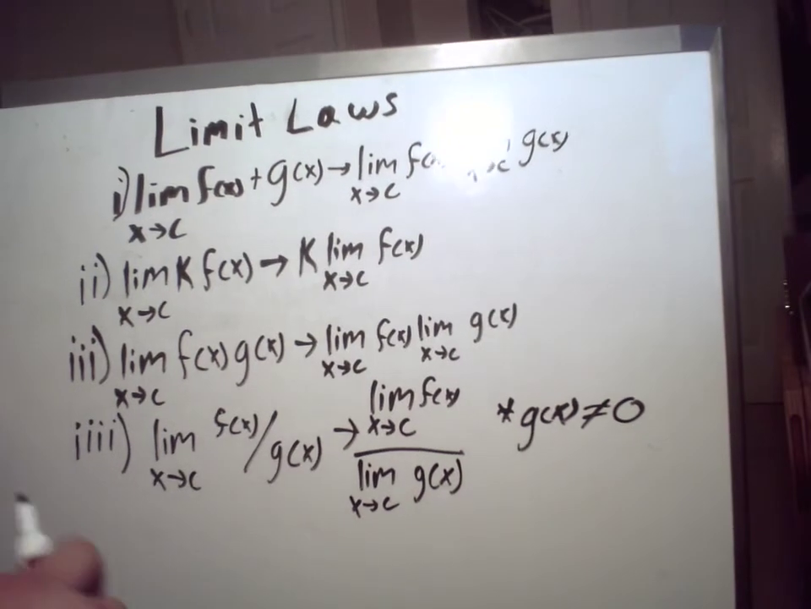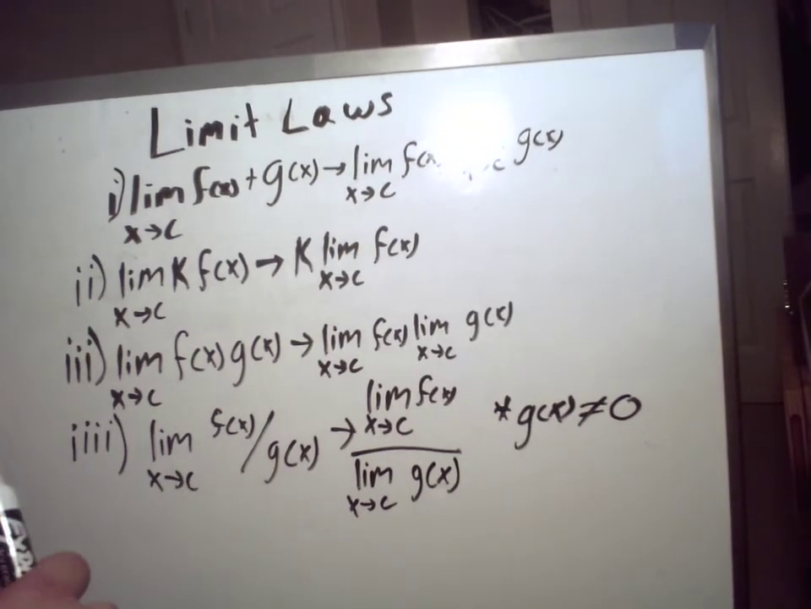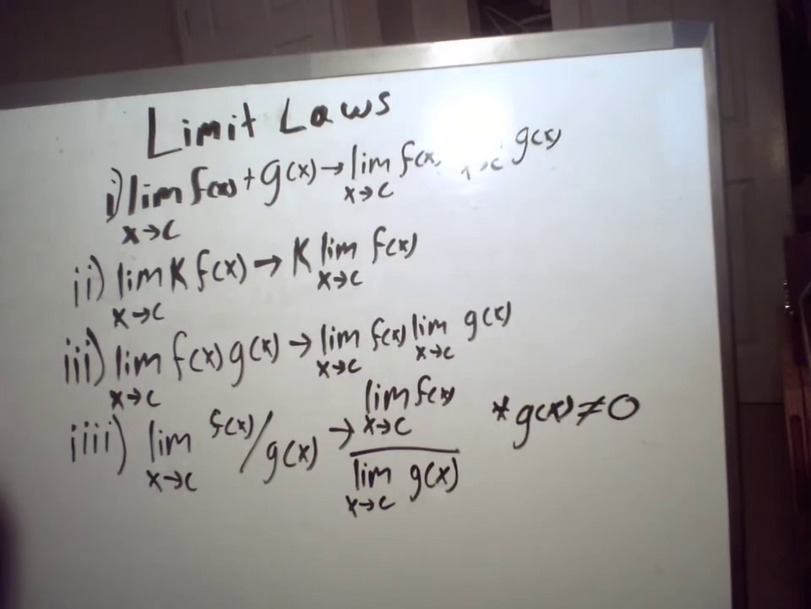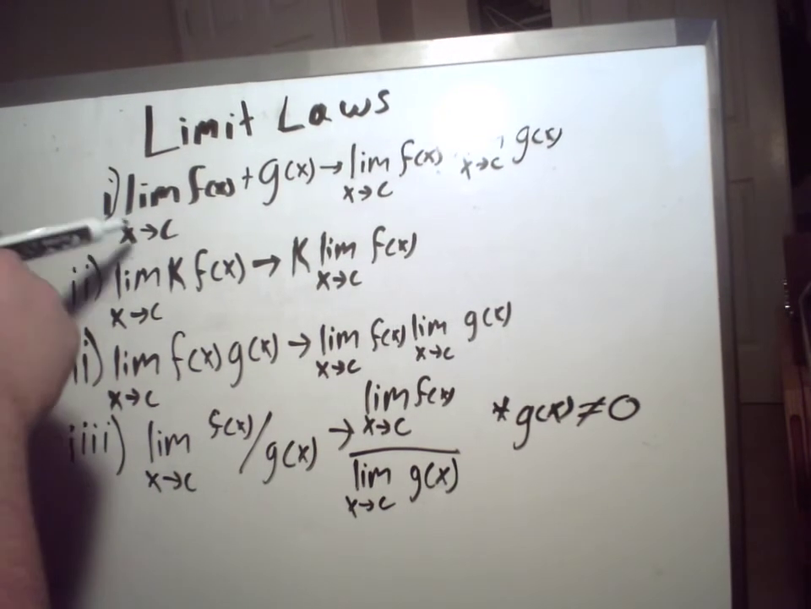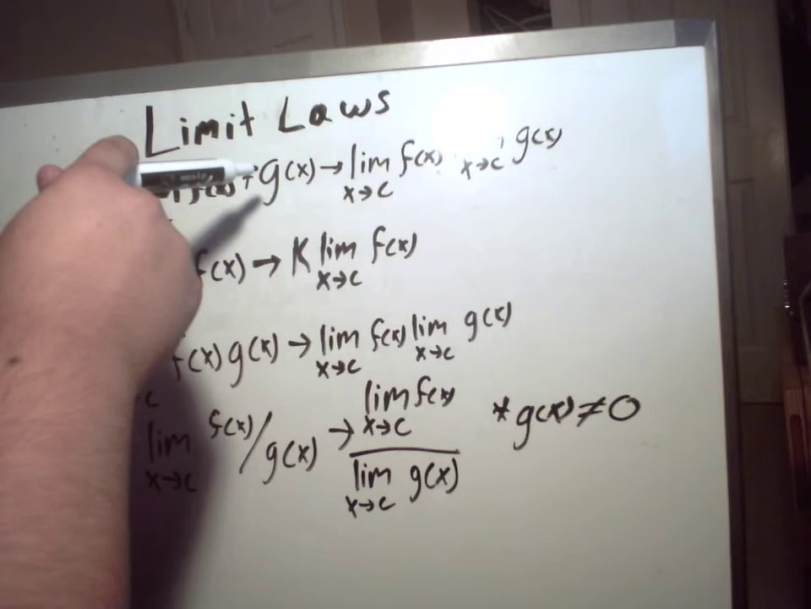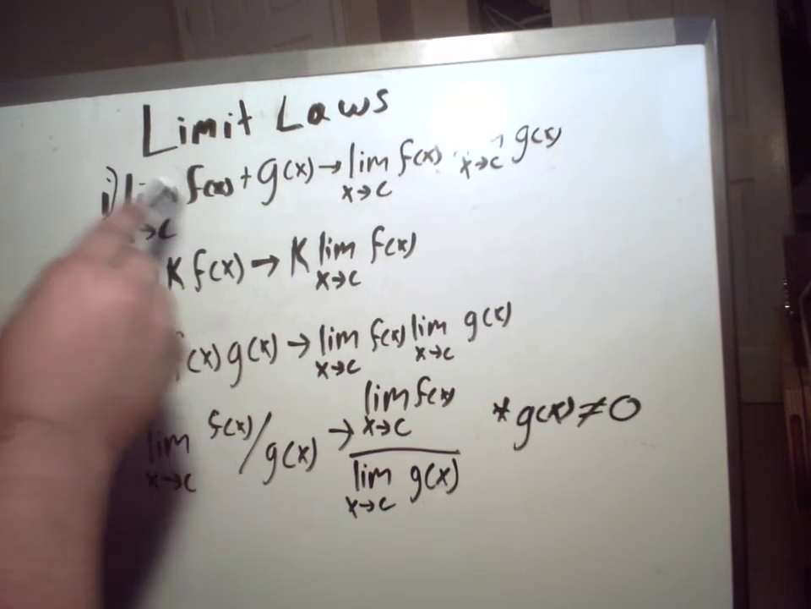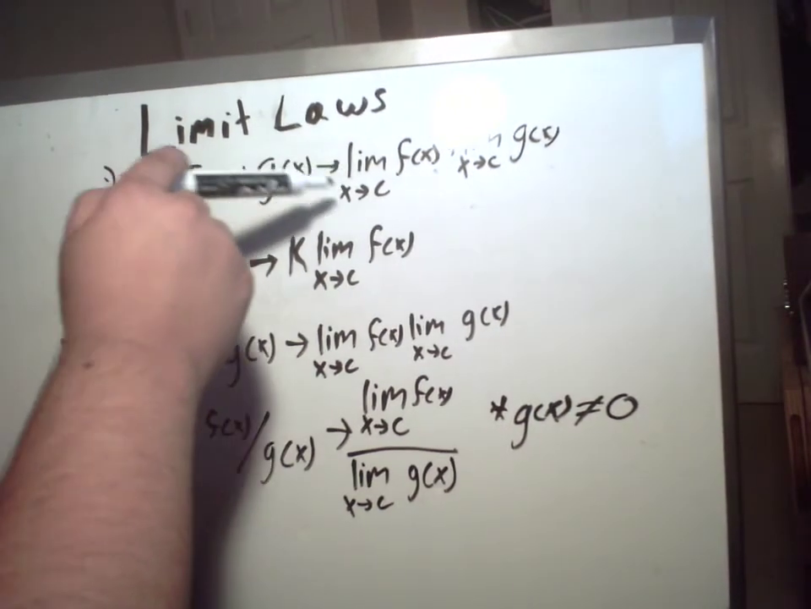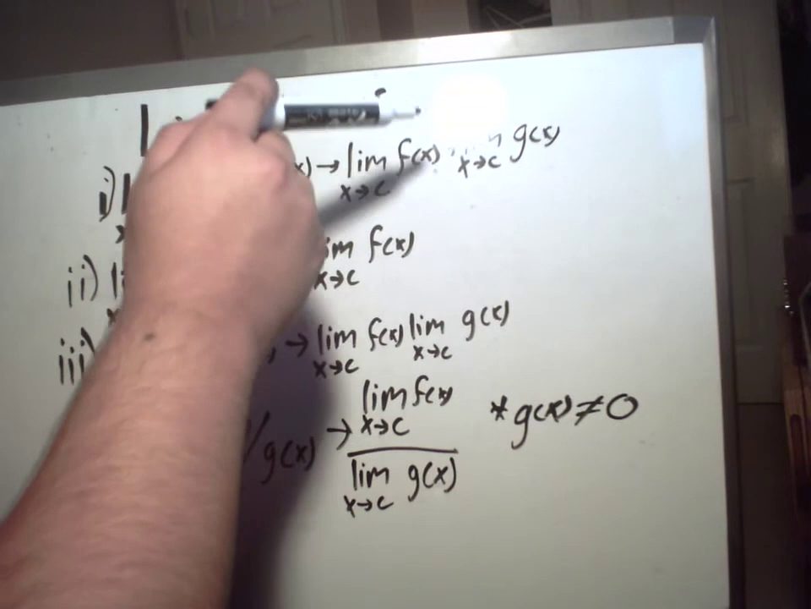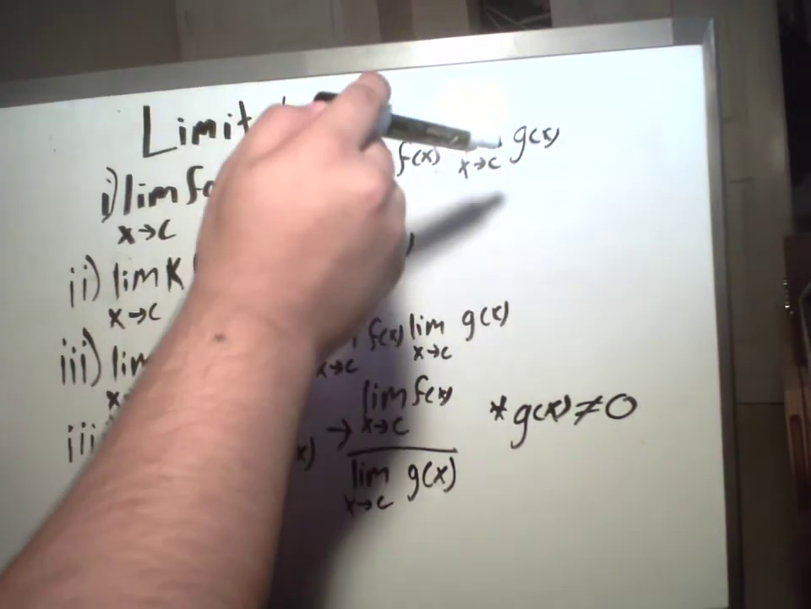So today we're going to be going over some of the limit laws in Calculus 1. So the first one we have, the first law at least, is the limit as x goes to c of f of x plus g of x. We just distribute that limit and rewrite it as the limit as x goes to c of f of x plus the limit as x goes to c of g of x.